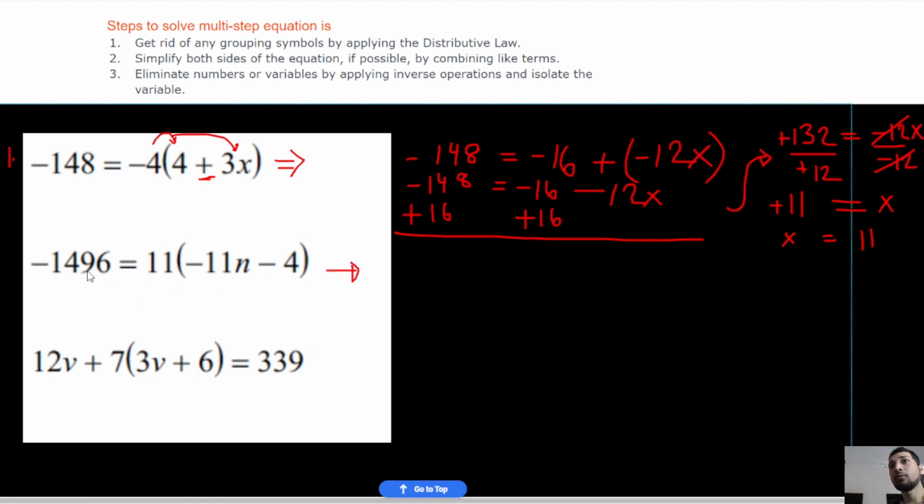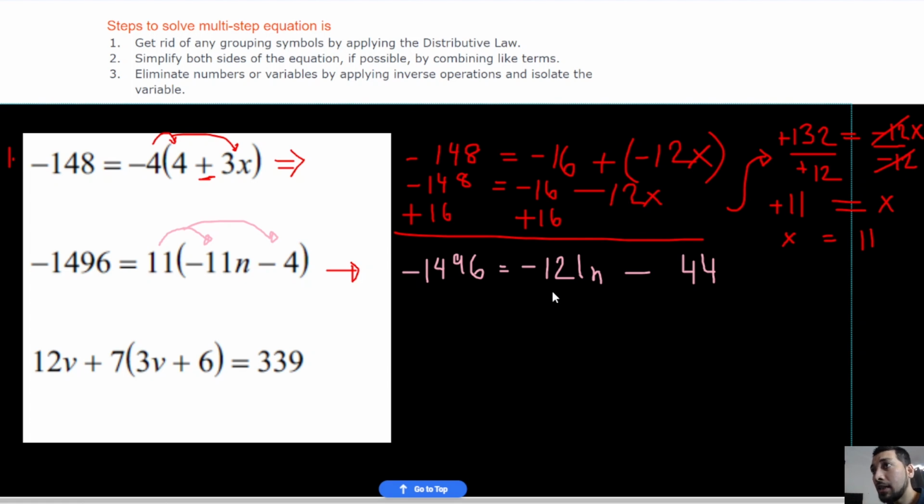Here we have negative 1496 equals 11 times negative 11n minus 4. Again, we apply the distributive property. So first, let's apply this distributive property here. Negative 1496 equals 11 times negative 11n. We have negative 121n minus 11 times 4, that is 44.